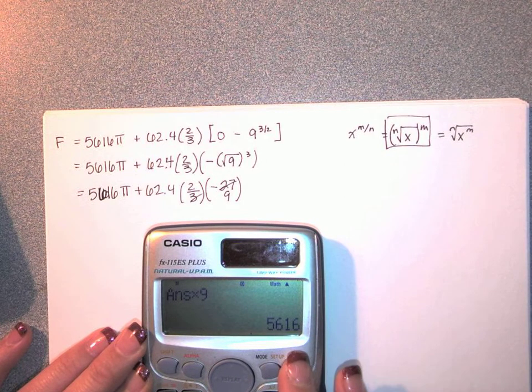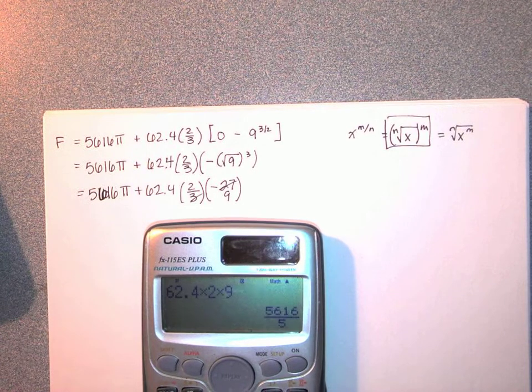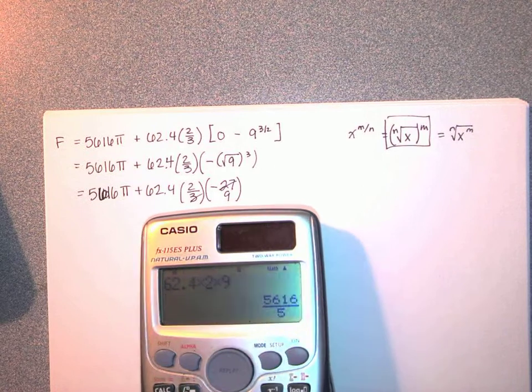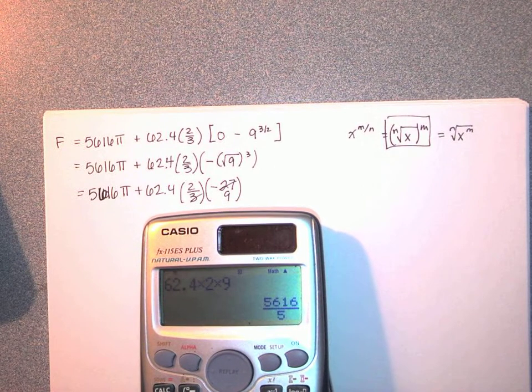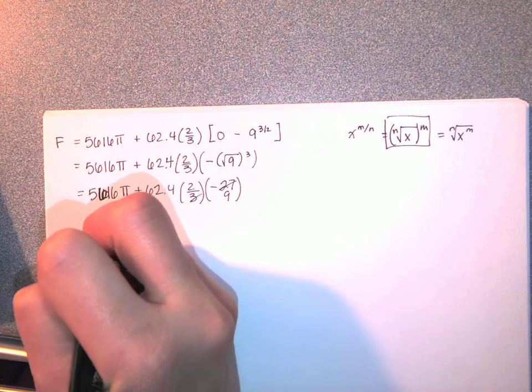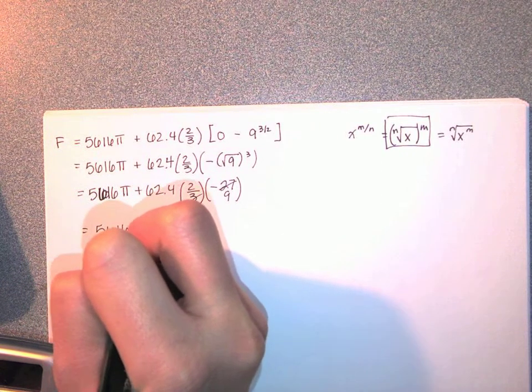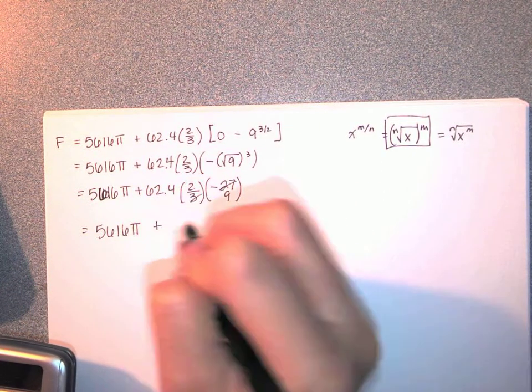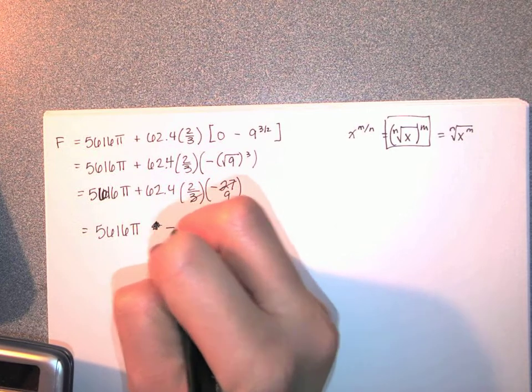No pi this time. That's okay. 62.4 times 2 times 9. Oh, it's a 5616 over 5. Interesting. Or that's minus, because it's a minus there.